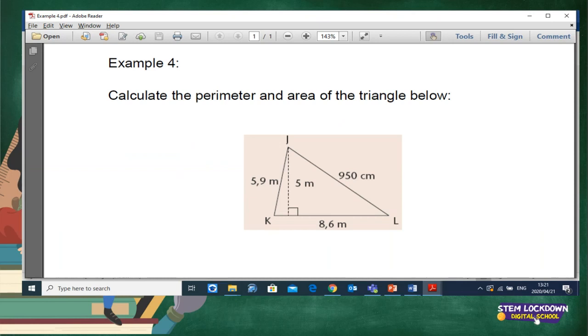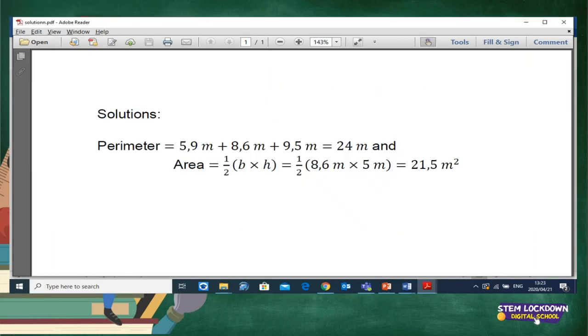You should be able to see that once you've got the line which moves from the top to the bottom, forming 90 degrees, then you can find the area, because that line is a perpendicular line. You can see that its length is 5 meters. That's how you will find the area. In other words, the area of this triangle will be half the base times height, and the base in this case will be 8,6 meters, and the height is 5 meters, as reflected in the next solution there.